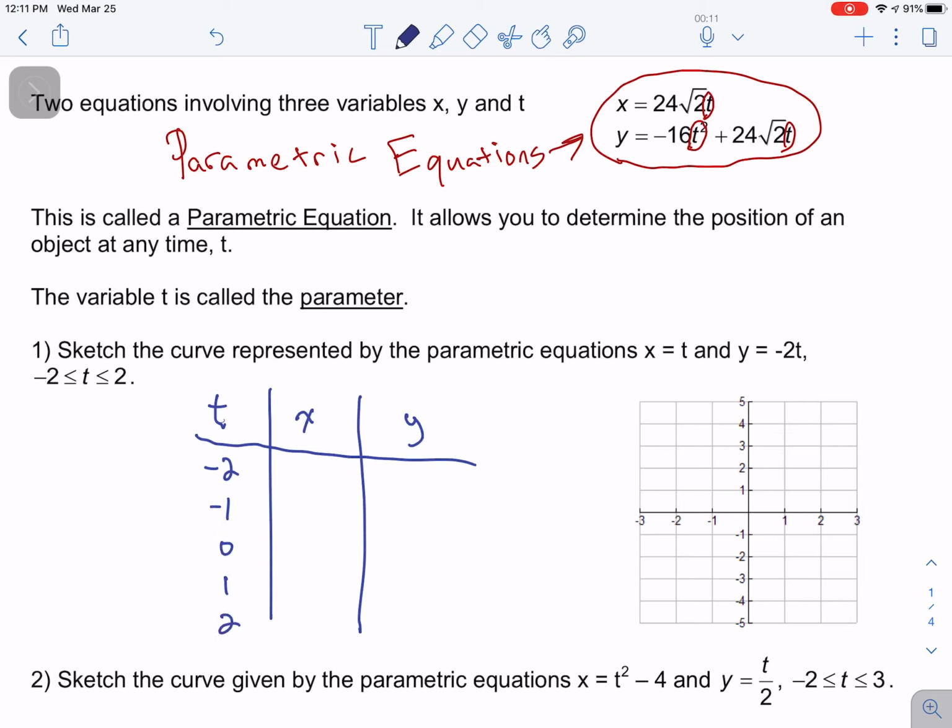Okay, so when t is negative 2, what is x? I'm going to plug it in right here. So x is negative 2. And what is y? Y is right here. Well, I'm going to get negative 2 times negative 2, which is, you guessed it, 4. And I'm just going to do this for all of these.